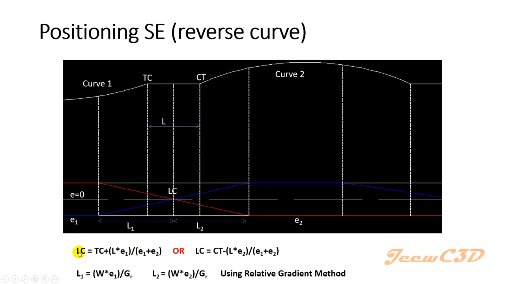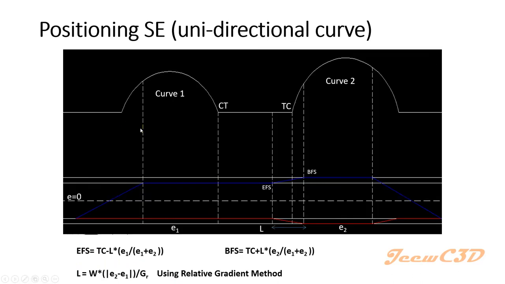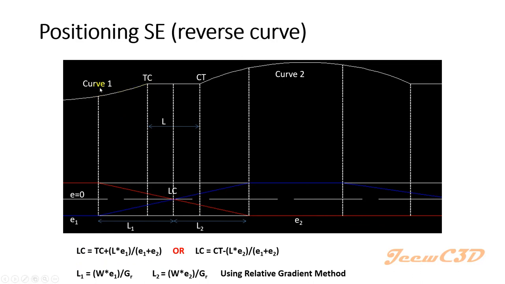After getting the LC point, you will be finding L1 and L2, but you need the LC point first; without finding it you cannot calculate L1 and L2. L1 means the super elevation development length of this curve, and L2 is the super elevation development length of this curve. This LC point would be needed to distribute the super elevation. We will look at this LC point within the Civil 3D section, how to distribute that one. Now in this session we will find how to get this L1 length.